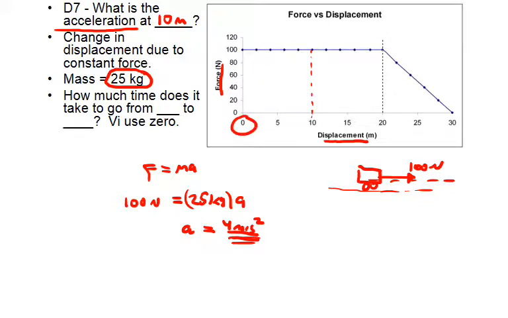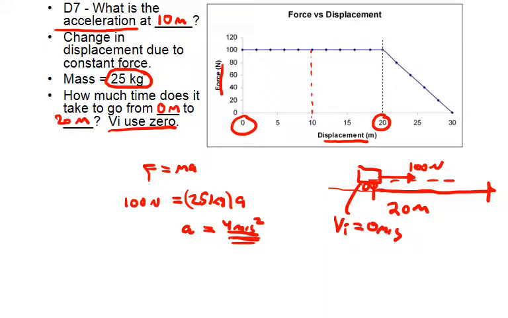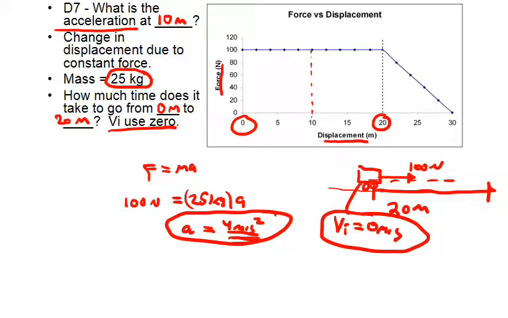But this is pretty easy. It's just the displacement here from 0 to 20 meters. So over that 20 meters, there's a constant force. And then the next one, how much time does it take to go from 0 meters to 20 meters? And we'll assume that it starts from rest. So the initial velocity is 0. So if that's true, we know what the acceleration is. We know the initial velocity. And we know the displacement, delta x, and we want to find out how much time it takes for that to happen.